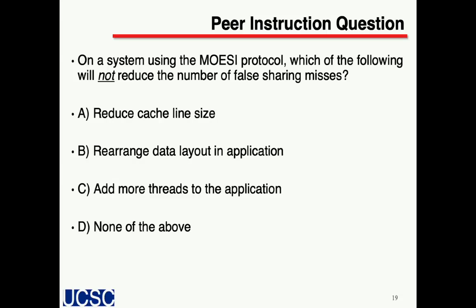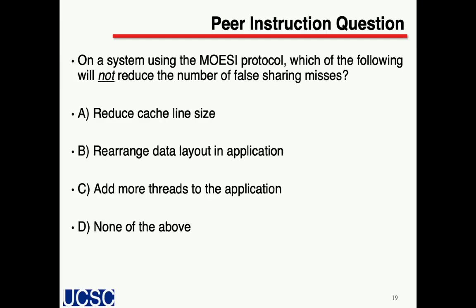Let's talk about these. Okay, well, if we have false sharing, that means our threads on different cores are accessing different words but in the same cache lines. So if we reduce the cache line size, A, that's going to, of course, reduce the odds of it happening, right? So that actually will reduce the amount of false sharing. So it's not A.